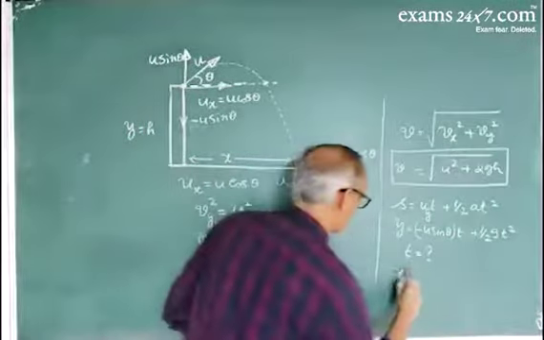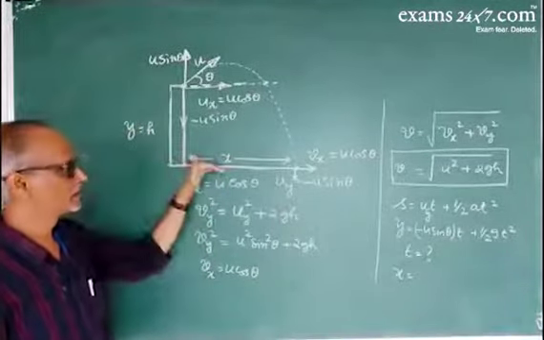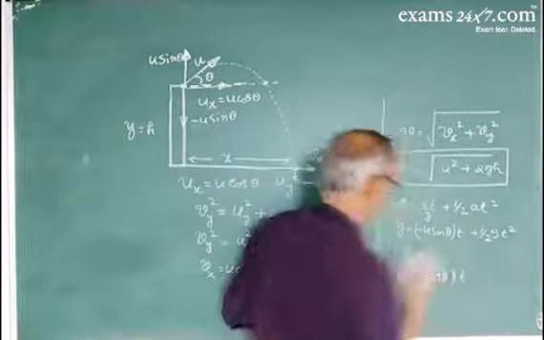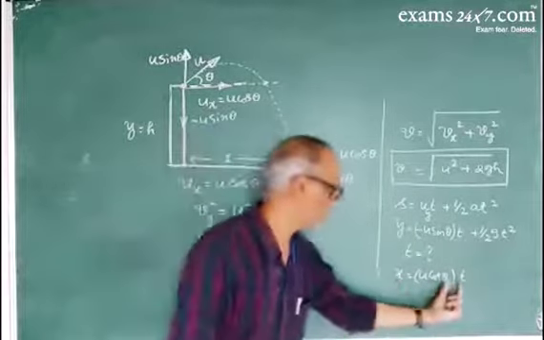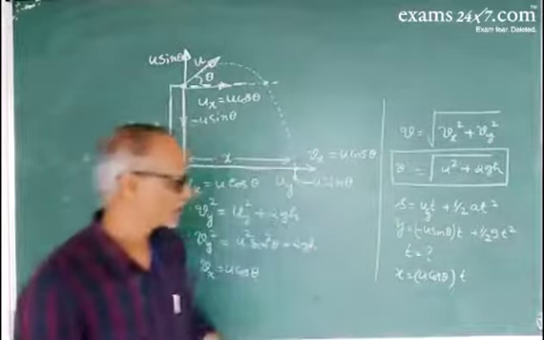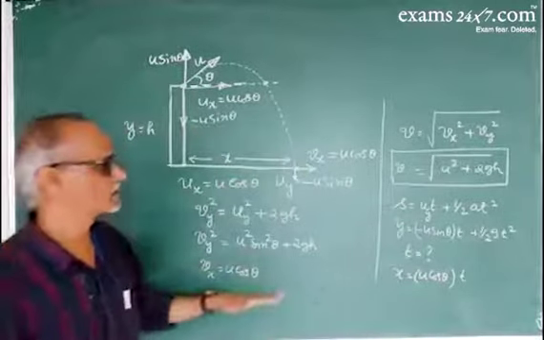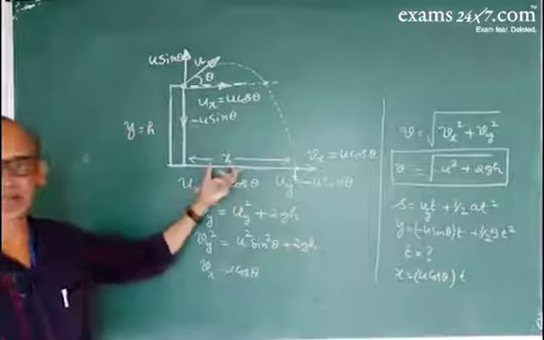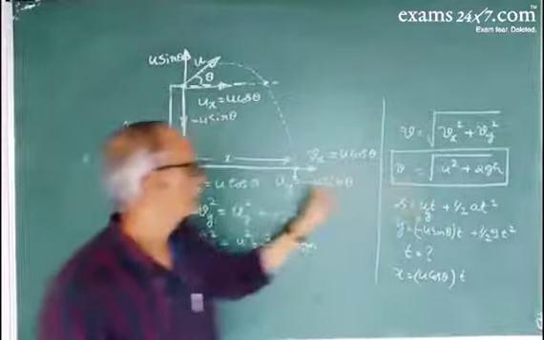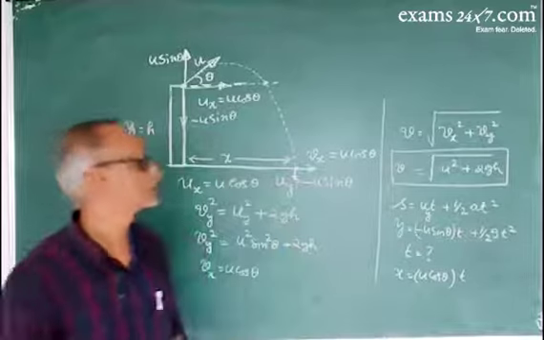So horizontal distance x is equal to the horizontal component, which is u cos theta, into t. Why are we using x is equal to u cos theta into t? Because along the horizontal, the nature of the motion of the body is a uniform velocity. So that's why we use s is equal to v into t. Using all these equations, we can find the horizontal distance, the vertical distance covered, and even the velocity with which the body reaches the ground or the surface of the earth.